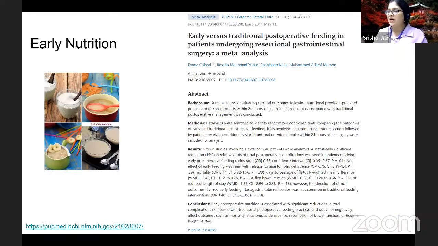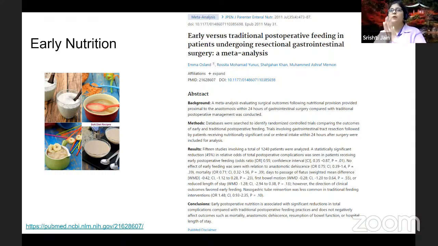procedure. So I would just like to stress upon early nutrition, that now we have enough data to suggest that early post-op nutrition is associated with significant reduction in total complications compared with the traditional post-operative feeding practices. So we have to give up the practices of NBM, Ryle's tube. The patients don't need a Ryle's tube after elective surgeries always. They can be fed orally most of the time.